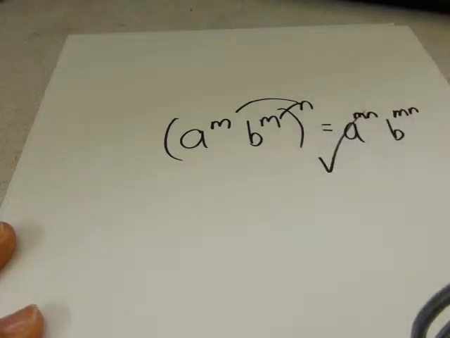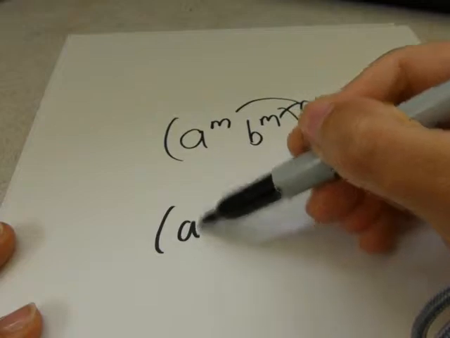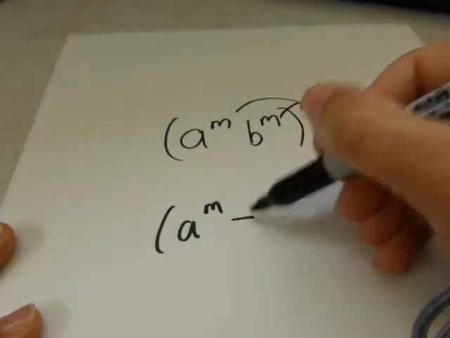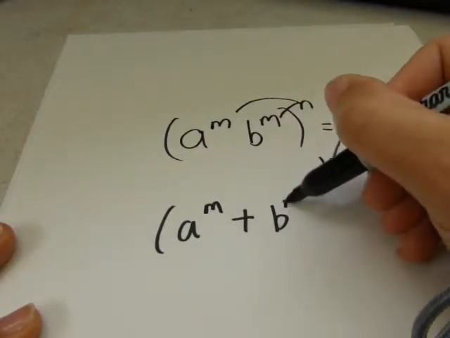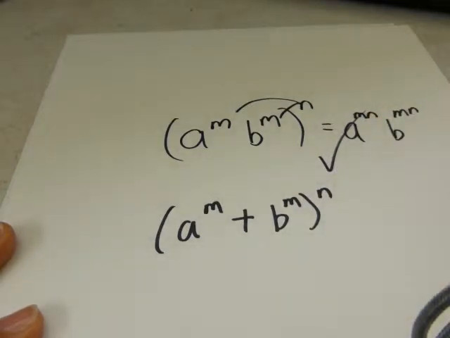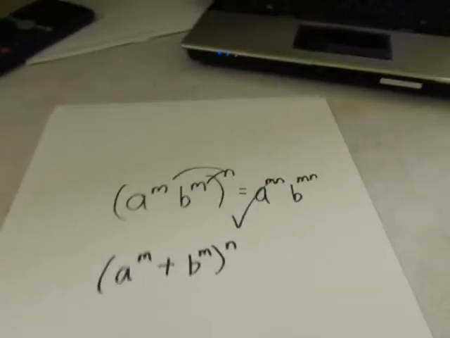Now that's okay to do. But there's no such rule for adding or subtracting and applying the exponent across a sum or difference. There's no rule for that. The only thing that we can do is follow the order of operations and see where that takes us. So let me look at an example here.